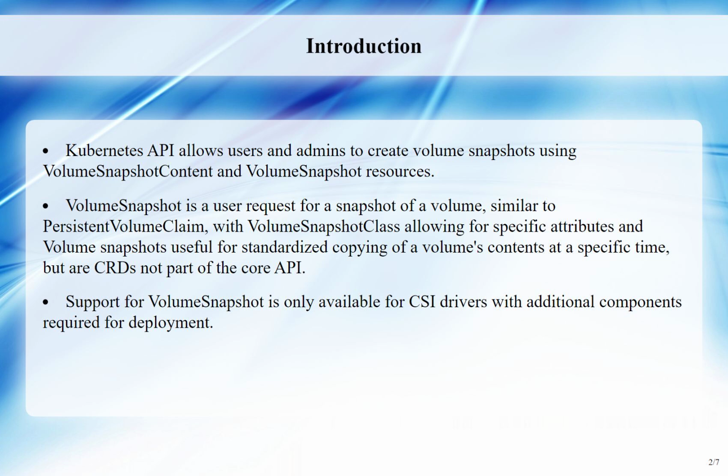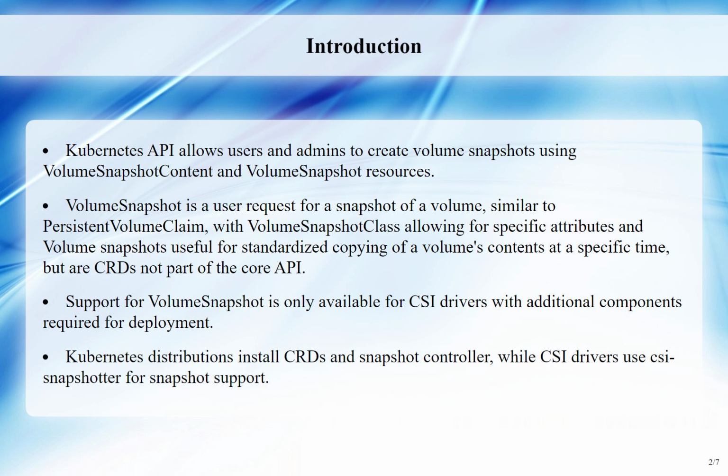The deployment process involves a snapshot controller for creation and deletion of snapshot content, a CSI snapshotter sidecar helper container, and a validating webhook server for stricter validation on snapshot objects. It is the responsibility of Kubernetes distributions to install CRDs and the snapshot controller, while CSI drivers may use the CSI snapshotter for snapshot support.